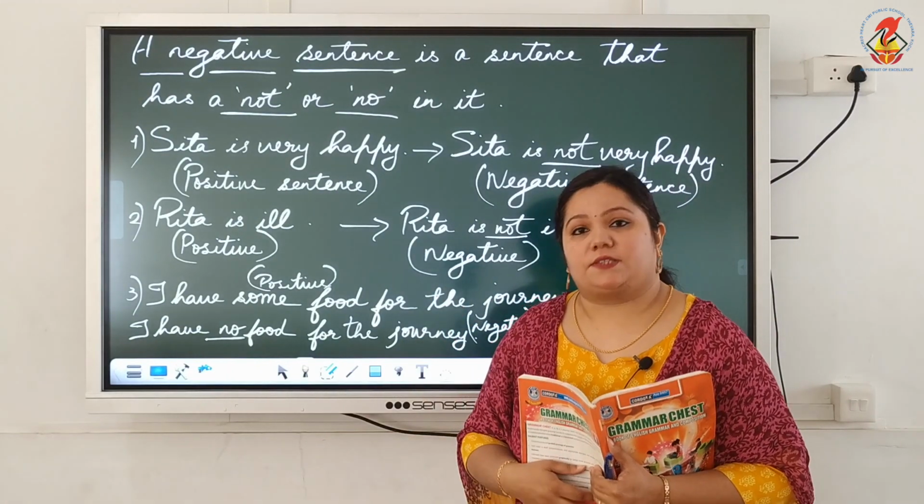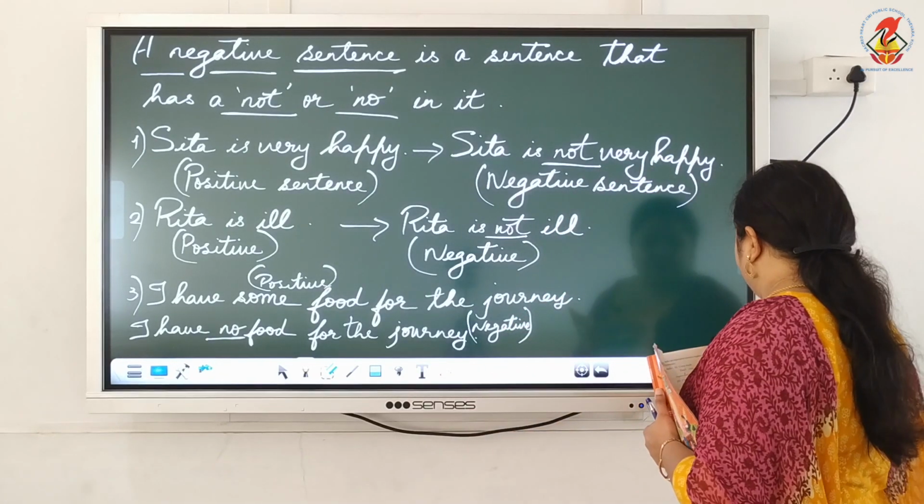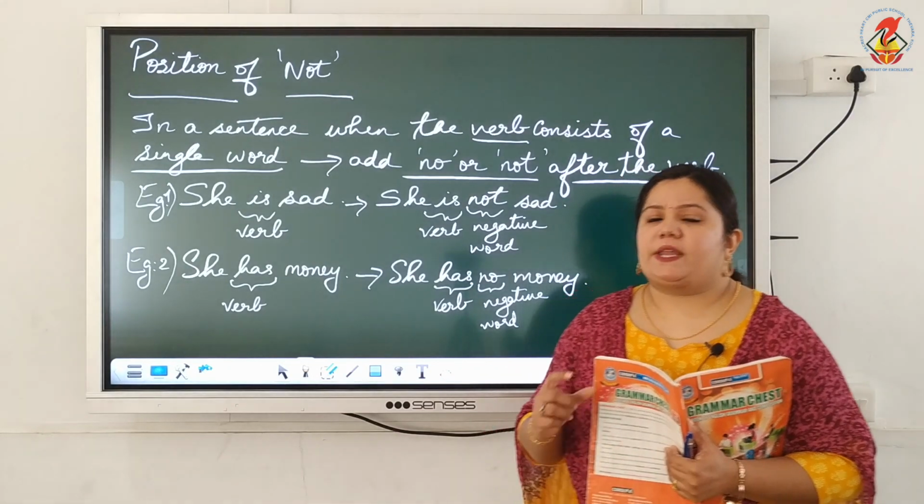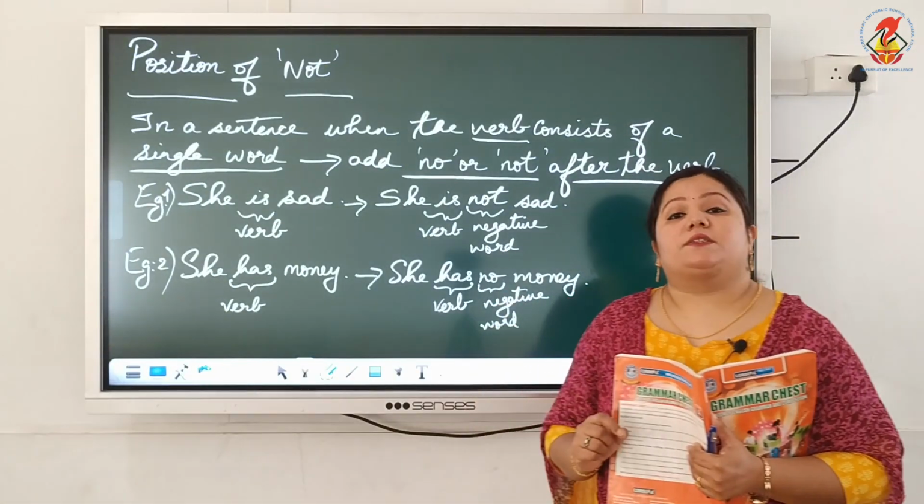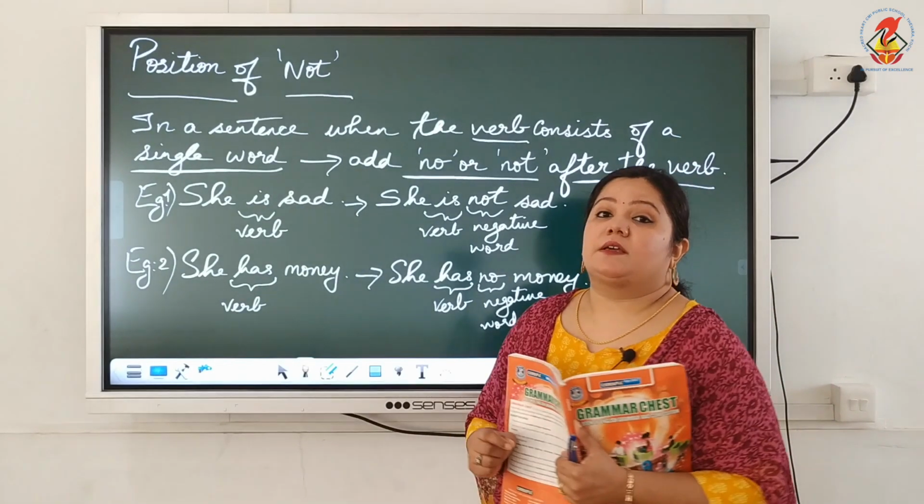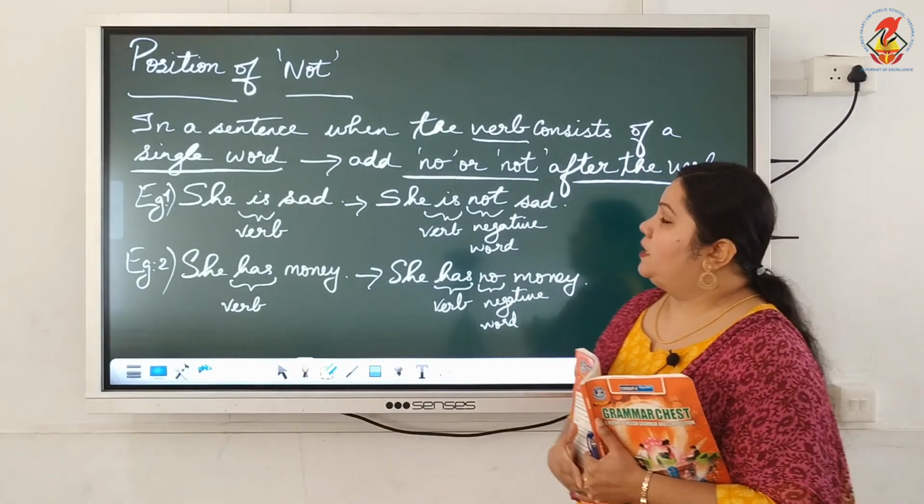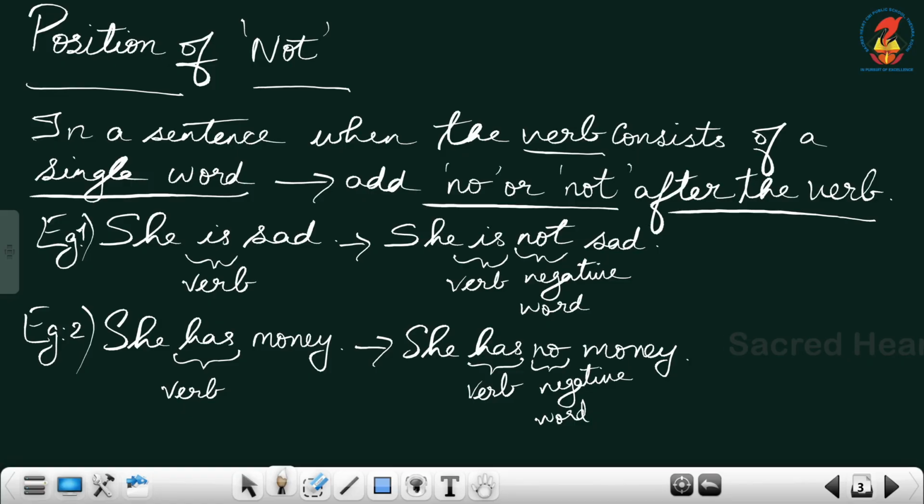Okay, now let us see the position of not, that is, where exactly we are supposed to place these negative words in a sentence in order to make a positive sentence negative. So in a sentence, when the verb consists of a single word, we add no or not after the verb. Let us see. She is sad is a sentence given here, right? And over here the word is is taken as a verb. Why? Because is tells us how she is feeling, right? She is feeling sad. So is is a verb here and it is a positive sentence.